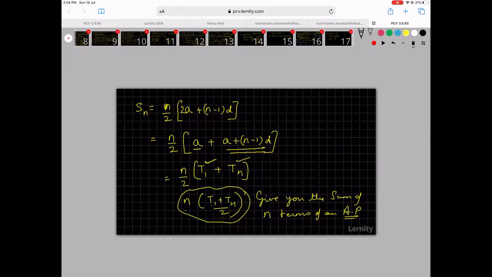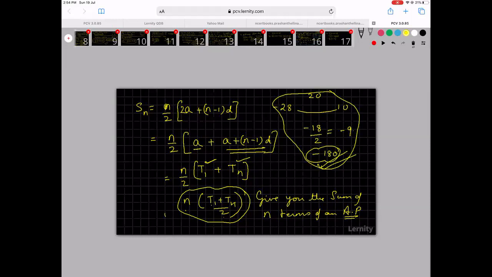Okay, going by that logic, our first term was minus 28, last term was 10, and we wanted the sum of 20 terms. So when you add these two, how much will you get? Minus 18. Minus 18 by 2, how much will you get? Minus 9. So minus 9 into 20, how much will you get? Minus 180. So the first question, the sum of 20 terms is equal to minus 180 and not minus 140.